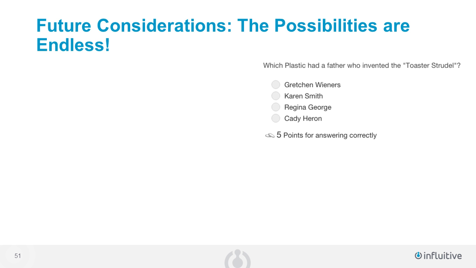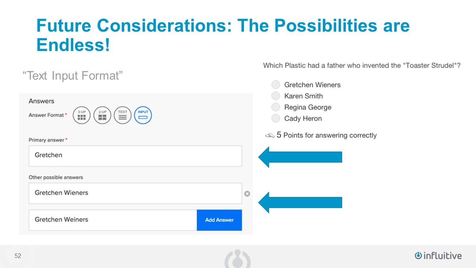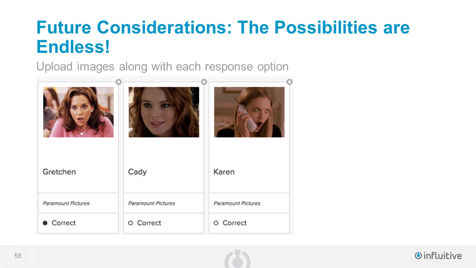In the future, we could potentially have a text input format setting in which advocates can type in their own answers. So it could allow for more thinking or creativity on their end. Another future consideration would be to add images or GIFs along the way for each answer option to enhance that visual effect as well. So that's all I have to say about our new quiz stage feature.